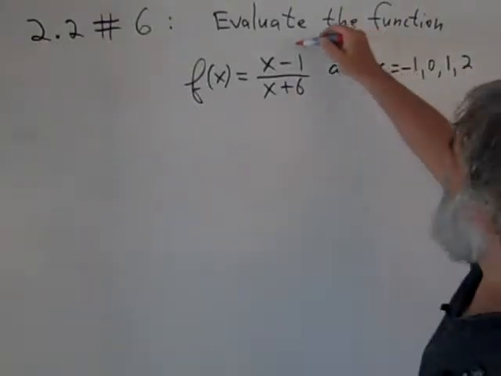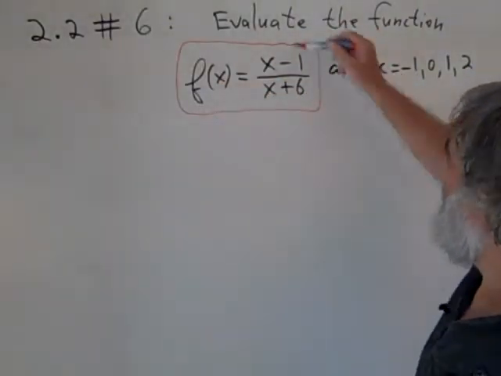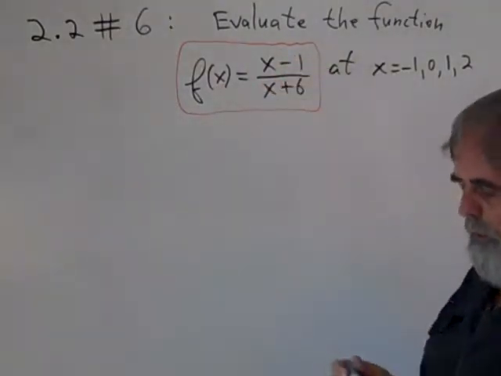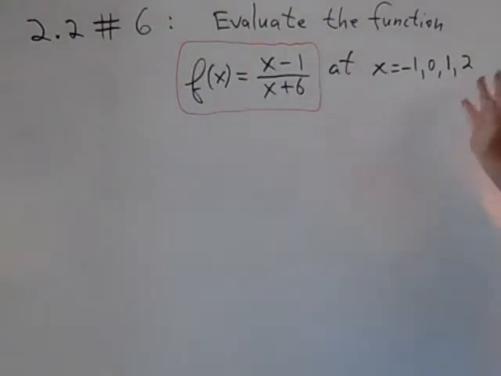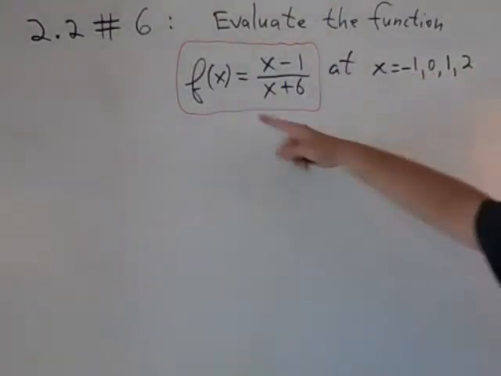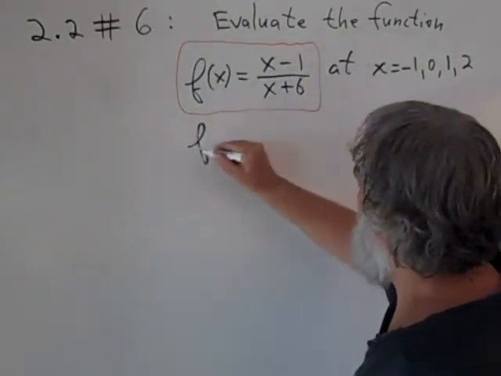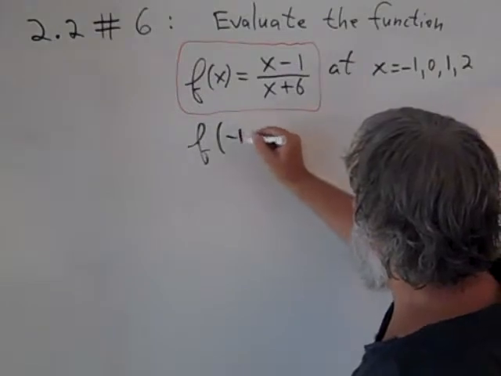Here they define a function by this equation. X is the input, and this is the output. And we're asked, paraphrasing this, for the inputs x equals -1, 0, 1, and 2, what are the resulting outputs of this function? So we have to evaluate f, first of all, at -1.